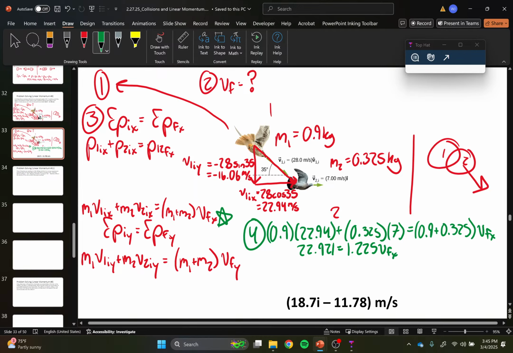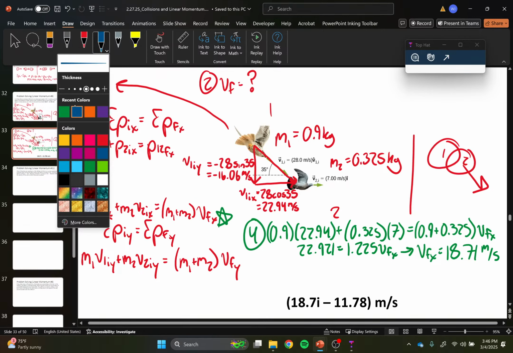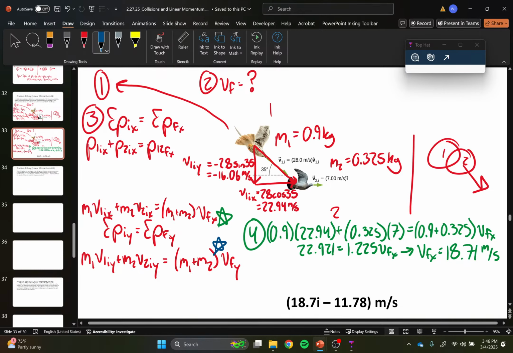All right, so great. 22.921 equals 1.225. You divide, and now I can feel okay with just putting the answer. 18.711 meters per second. Great, that's my velocity in the x. Then you do it for the y. In the y direction, now what's nice in the y direction, I'll write the whole thing.